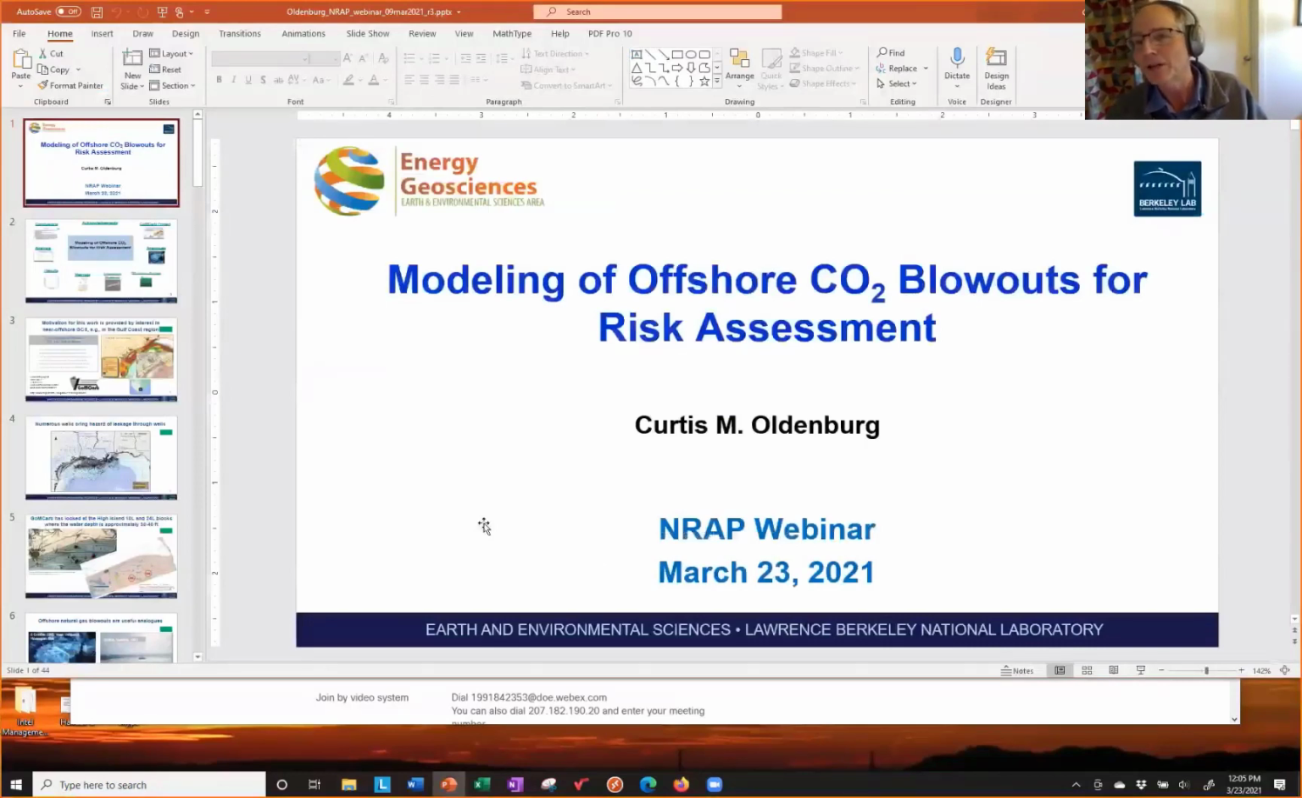Sounds good. Okay, so as Rajesh said, I'm going to talk here about the modeling of offshore CO2 blowouts. It can be from a well or from a pipeline in the context of risk assessment. And I'll do this according to this outline that you see here. This is all work for the GOMCAR, Gulf of Mexico Carbon Sequestration Project that's run by the Texas Bureau of Economic Geology.